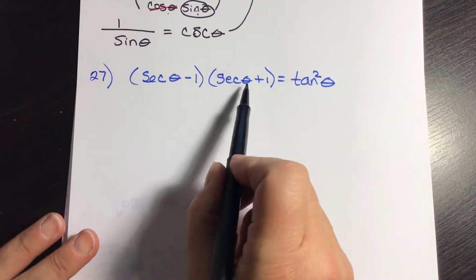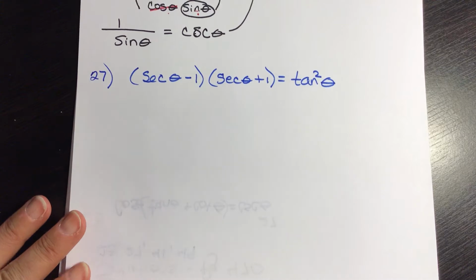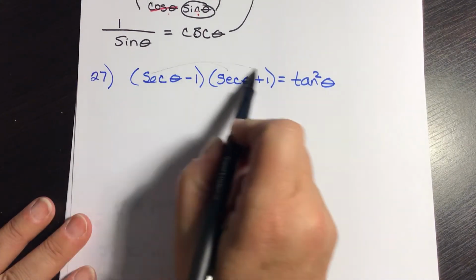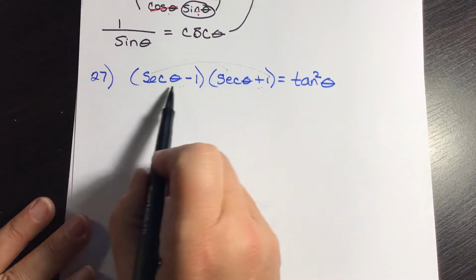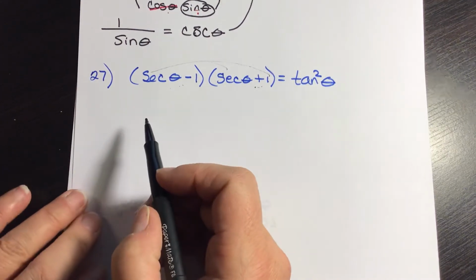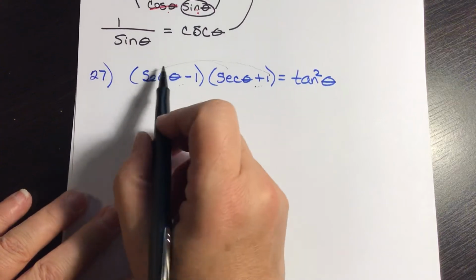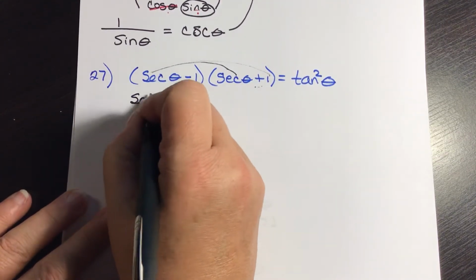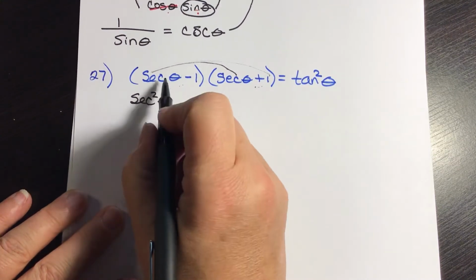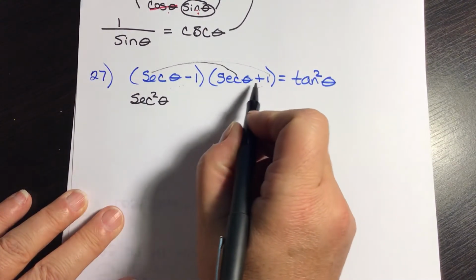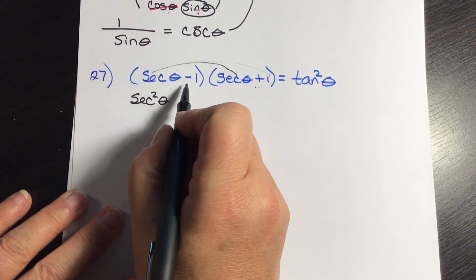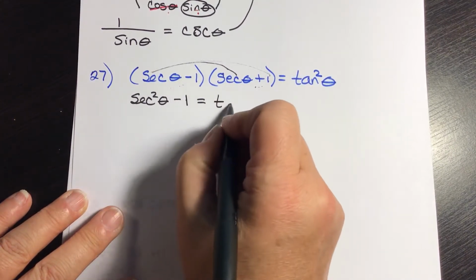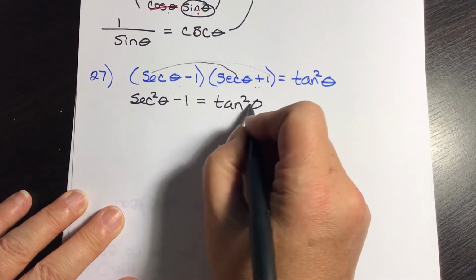So when I see 2 factors like this, I want to get rid of the parentheses, so I'm going to FOIL these, and these are the difference of squares. They're going to end up with a difference of squares. So this is going to be secant squared of theta, and then plus secant minus secant will cancel out, and this will be minus 1 equals tangent squared of theta.